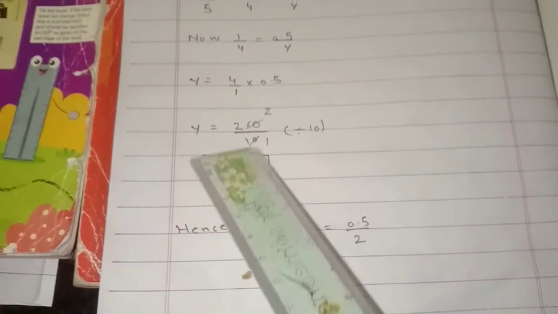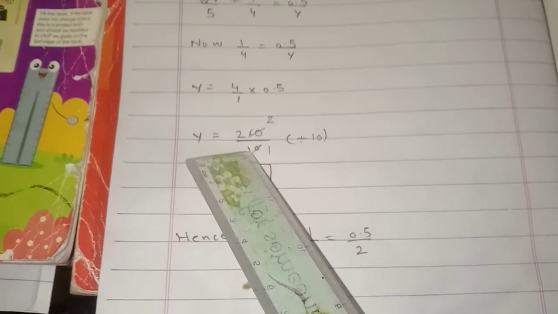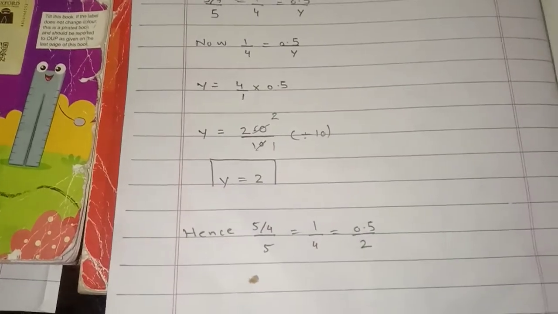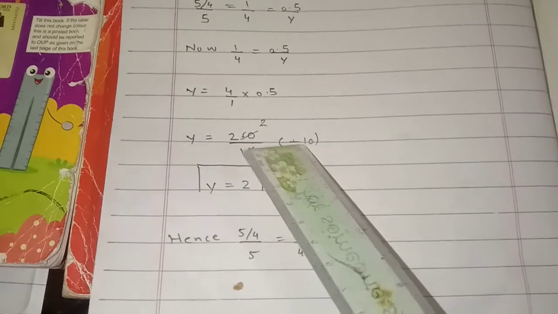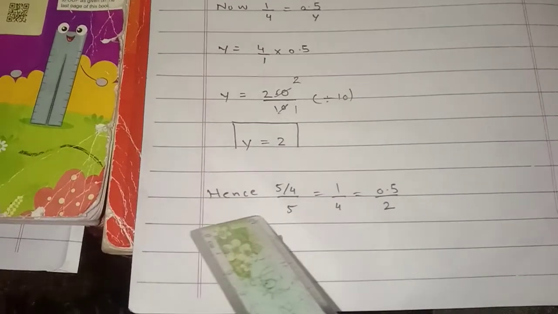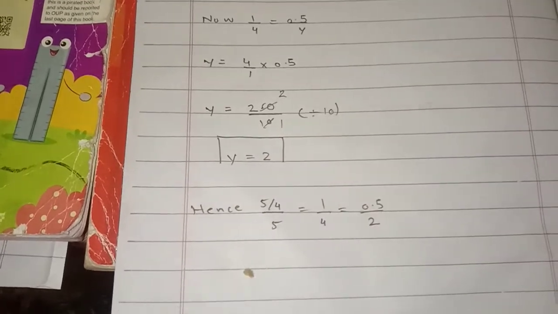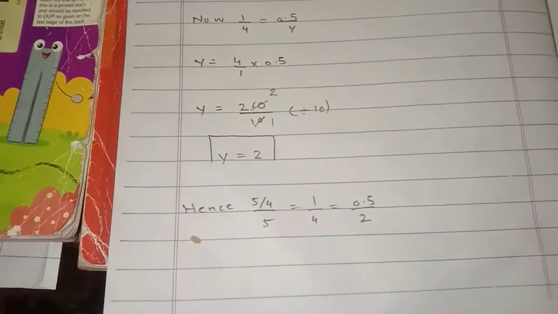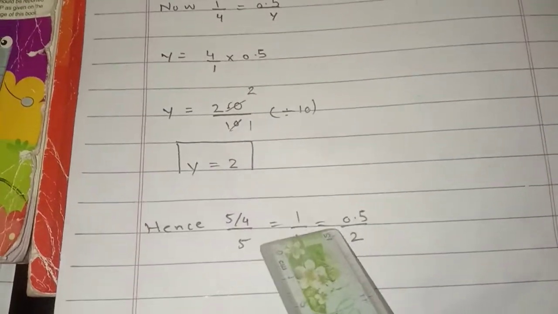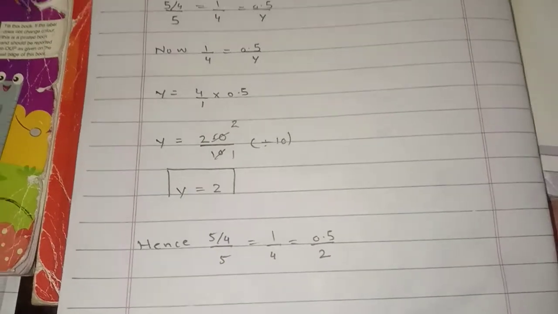Now we will remove the point and place a 10 in the denominator. 10 ones are 10, 10 twos are 20, by using the table of 10. So y is equal to 2. Now our ratios will become 5 over 4 over 5 equals 1 over 4, which is equal to 0.5 over 2.